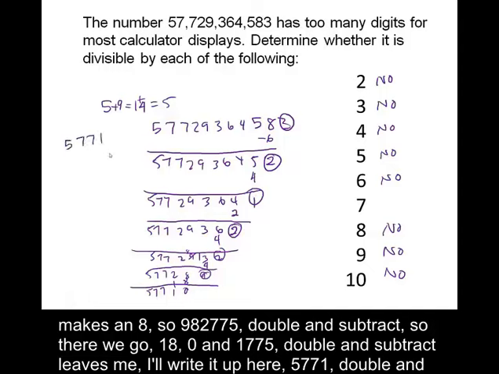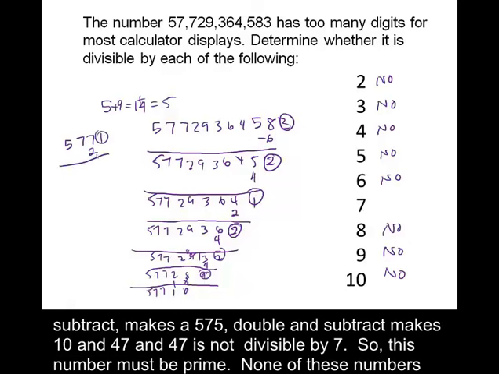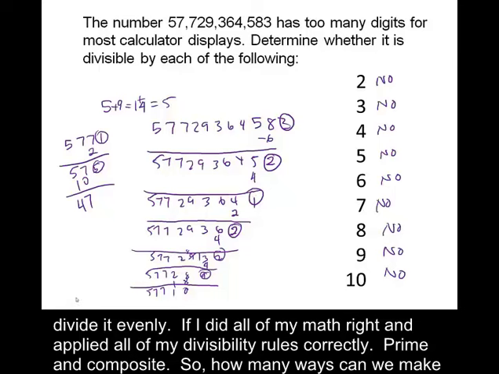5, 7, 7, 1. Double and subtract makes 5, 7, 5. Double and subtract makes 10 and 47. And 47 is not divisible by 7, so this number must be prime. None of these numbers divide in evenly if I did all my math right and applied all my divisibility rules correctly.